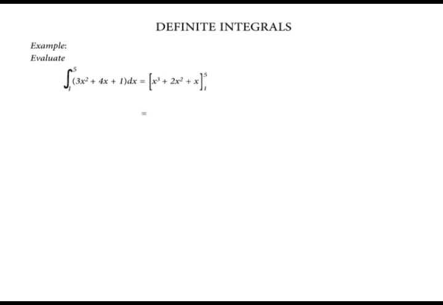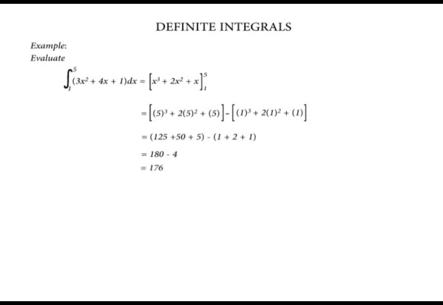Then we substitute and subtract. So to get the integral value for the upper limit, we substitute 5 into the integral function. So 5 cubed plus 2 times 5 squared plus 5 in one square bracket minus, to get the integral value for the lower limit, we substitute 1 into the integral function. So 1 cubed plus 2 times 1 squared plus 1. So we shall have 125 plus 50 plus 5 minus 1 plus 2 plus 1. That gives us 180 minus 4, and that gives us 176.